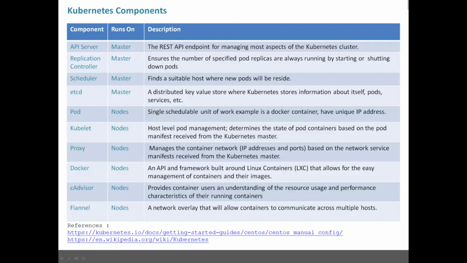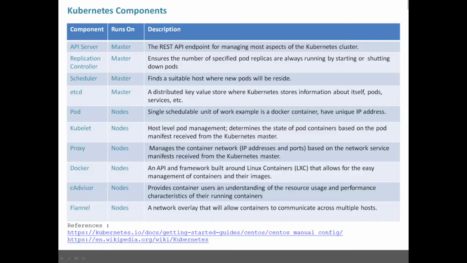Next service is etcd, which always runs on the master node. It is a distributed key value store where Kubernetes stores information about itself, about nodes, and about pods, as well as the services. You can say this is the registry service for Kubernetes. If you guys have worked on VCS, if you remember, we can create the VCS repository where we keep all the metadata about that particular cluster, the information. That's something like etcd.